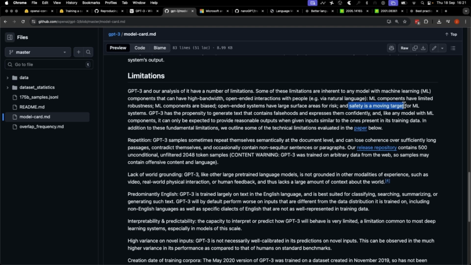This just refers to attacks like prompt injection and model jailbreaking. It also keeps mentioning that the model could generate text that contains falsehoods and express them confidently, which is pretty much hallucination. It also mentioned that it can only be expected to provide reasonable output when given input similar to the one present in its training data, so this generalization is not very great. It simply memorizes the existing training patterns. As a result, ethical and responsible use of AI is also a very important topic.